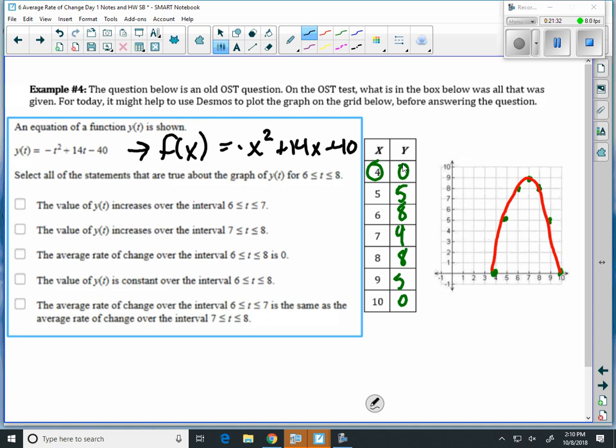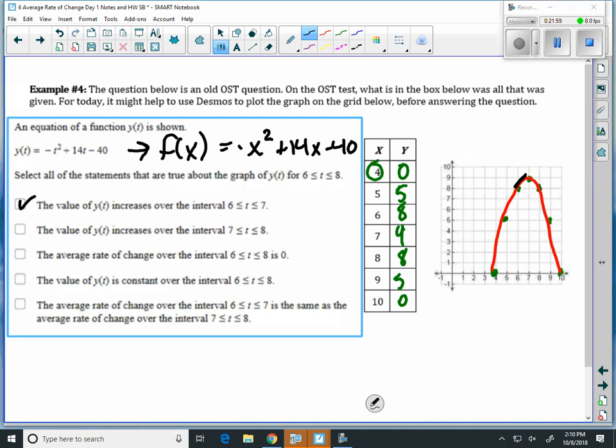So once we have that drawn, now we visually can see what's going on. Okay, so in this first part, it says the value of y increases from 6 to 7. So when x is going from 6 to 7, is y increasing? Is it going up? Yes. Okay, so that is a yes. We can go ahead and check that one off. What about the second one? The value of y increases from 7 to 8.